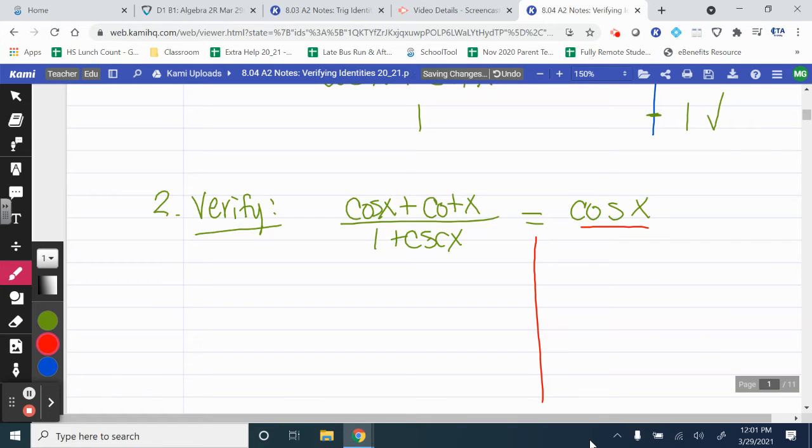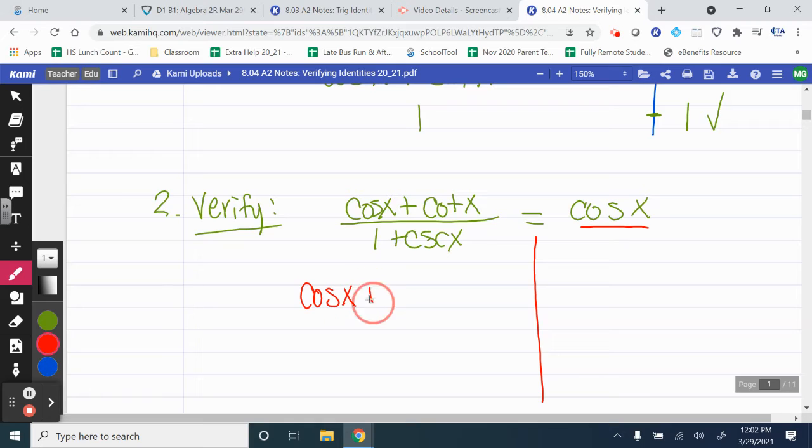Again, this one, not a whole lot I can do on that side, so I'm not going to really worry about that. I'm going to try to get the left-hand side to equal cosine of x. This time I don't see anything squared. So now I'm going to just try to rewrite everything in terms of sine and cosine. Pause your video, rewrite all of this in terms of sine and cosine. Remember, I'm saying sine and cosine, not tangent. So make sure it's sine and cosine.